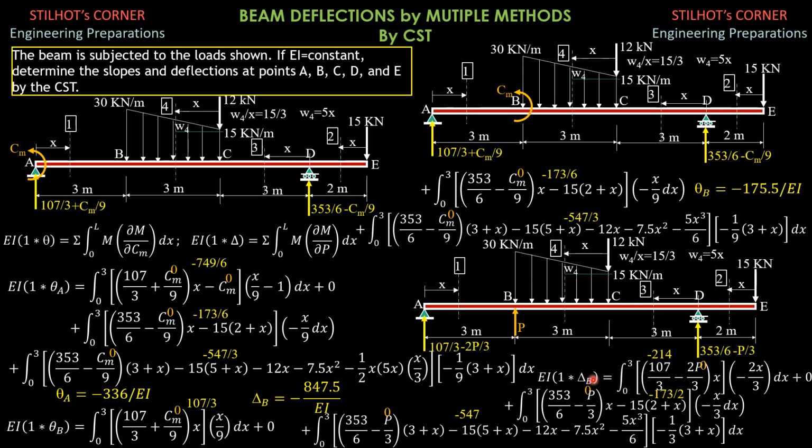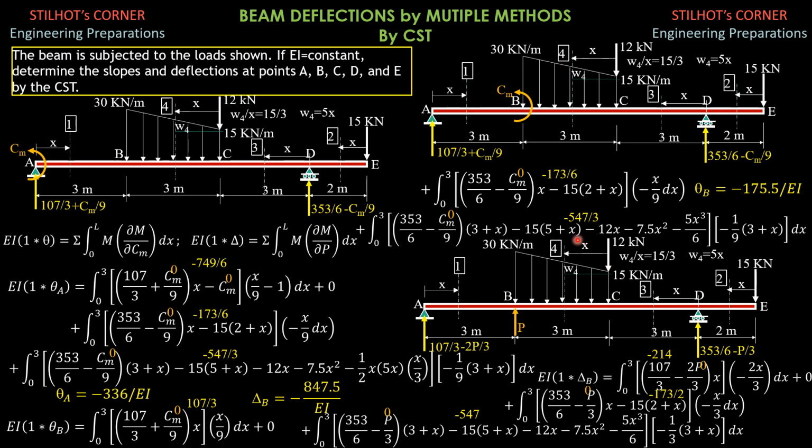is equal to integral from 0 to 3 of quantity 107 over 3 minus 2P over 3 times x. The derivative with respect to P is negative 2/3 x dx. The integral in the second section is 0. Then in the third section, the integral 0 to 3 of quantity 353 over 6 minus P over 3 times x. Then minus 15 times 2 plus x. The derivative is negative x over 3 dx.